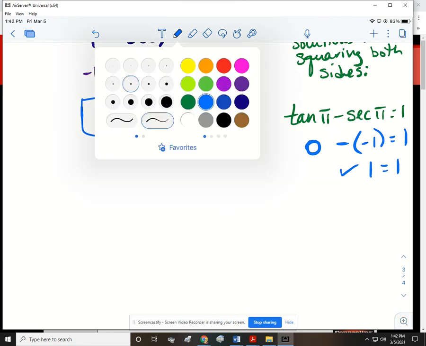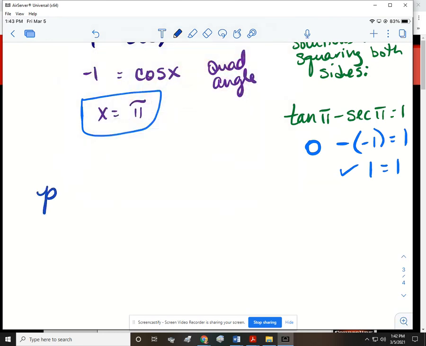All right, so what I want you guys to do for your assignment is page 371, 25 through 30, 33 through 36, and number 38.